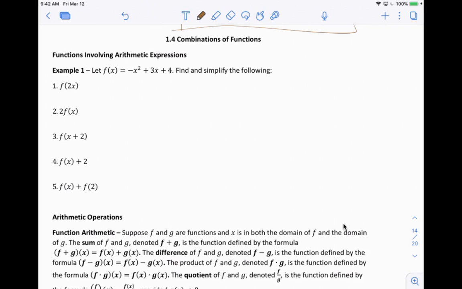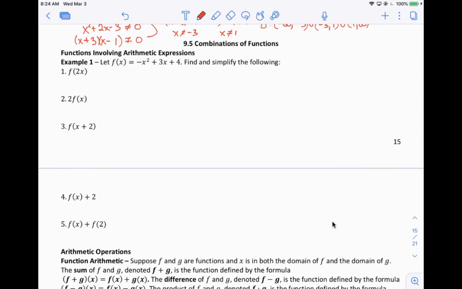Hello and welcome to the first video for 10.4, combinations of functions. Once again, we're looking at something we have seen before this year, presented in a slightly new way. So we've got the same function from the last section, f of x equals negative x squared plus 3x plus 4. We're going to look at a variety of combinations with this guy.